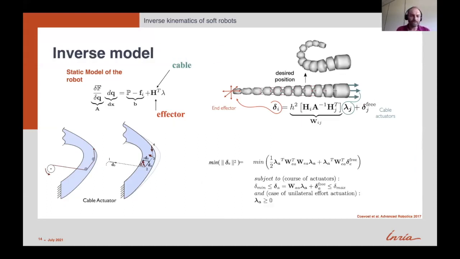When you want to inverse this model, as we do also with rigid robots, you can use a quadratic programming algorithm, again using the compliance matrix. In that case, you minimize the distance between the current end effector position and the desired end effector position. And you can impose, using the constraints in your QP, the fact that you can only pull on a cable, and the fact that, for instance, you have a minimal and maximum course of the actuators.